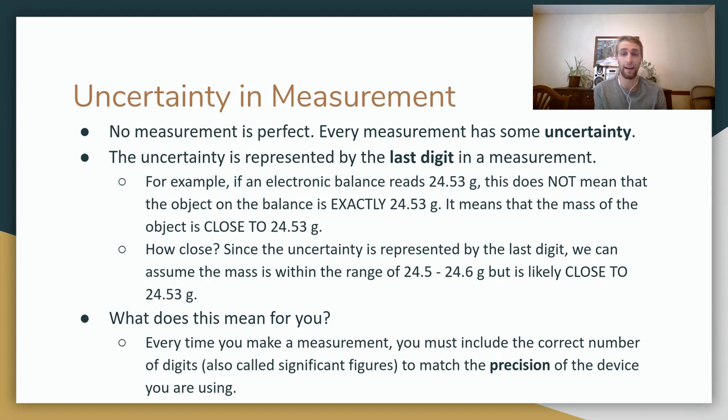So what does that mean? Well, that means one, when you're looking at a scientific measurement, you should know that the uncertainty is in the last digit. But that also means when you are making a measurement, you have to include the right number of digits. And that's going to reflect how precise whatever instrument you're using is. So that's a complicated idea, but I'm going to make it a whole lot simpler.